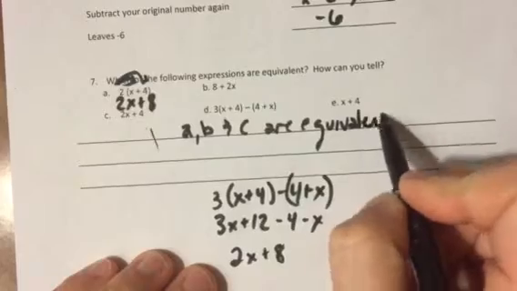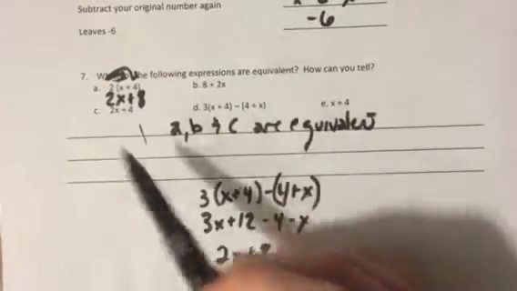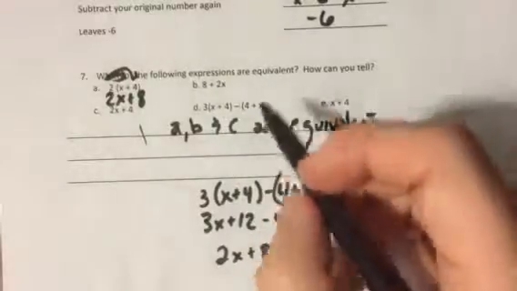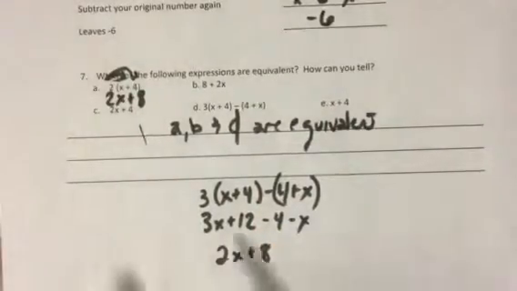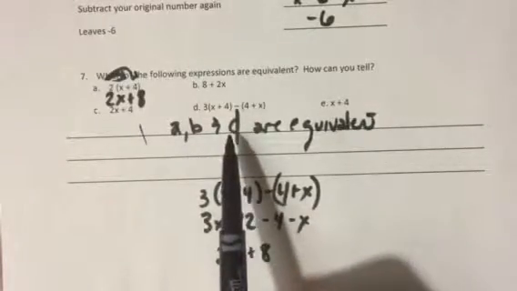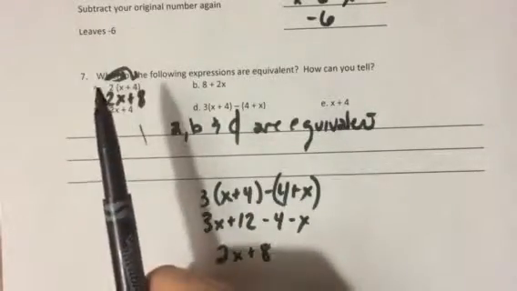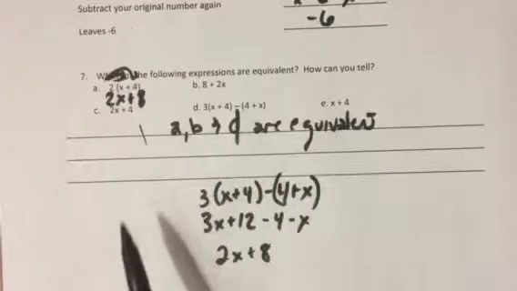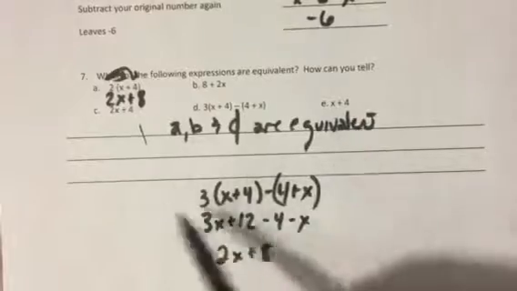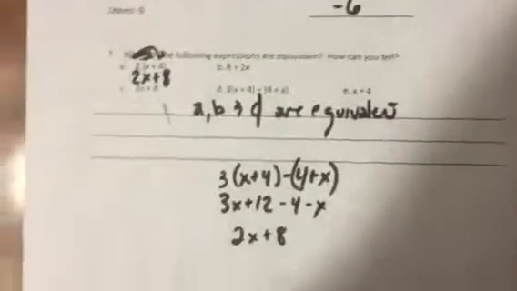How can I tell? It's because I simplified each expression, and A, B, and D are equivalent. I simplified the expressions, and A, B, and D all had exactly the same variables and numbers once we simplified it. So that's what I would say, but you explain according to your own method.